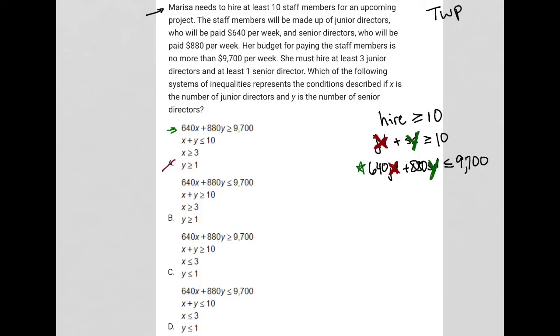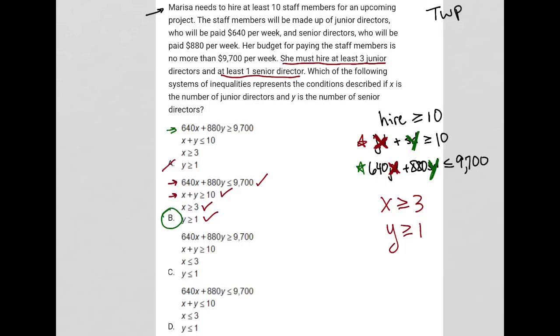Choice B says we have 640X plus 880Y is less than or equal to 9,700. That is true. It says that we have X plus Y is greater than or equal to 10. That is also true. And it says we have X is greater than or equal to 3. Oh, I missed that, right? She must hire at least 3 junior directors. So that's true. If she has to hire at least 3, X would be greater than or equal to 3. At least 1 senior director, so Y would be greater than or equal to 1. Looks like we have both of those things. So I'm pretty sure choice B is the correct answer.